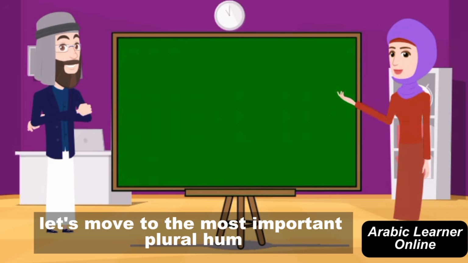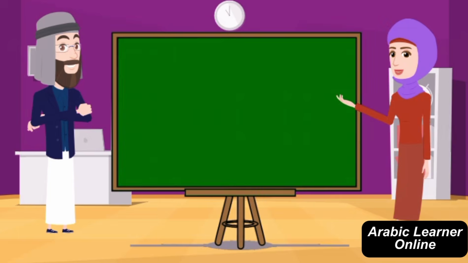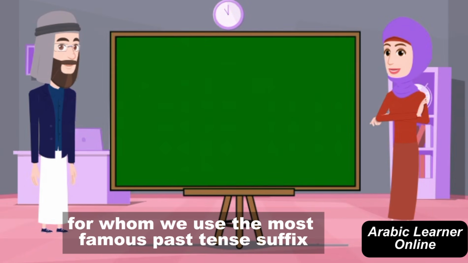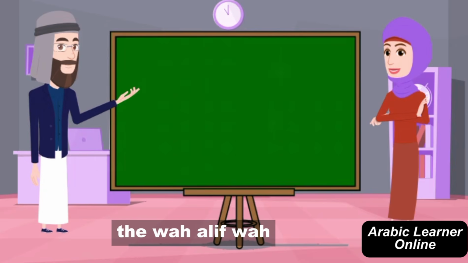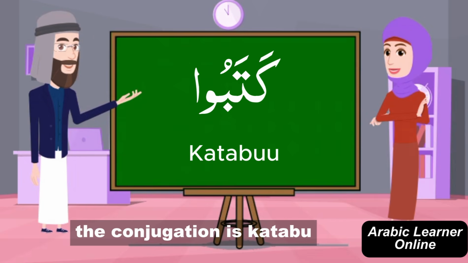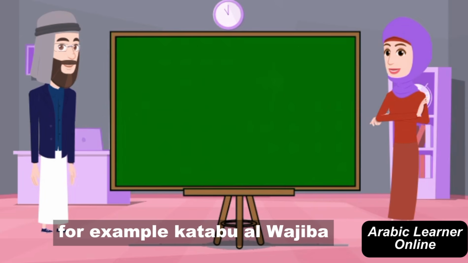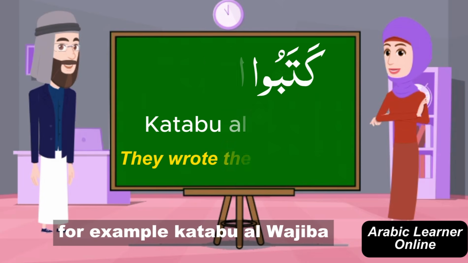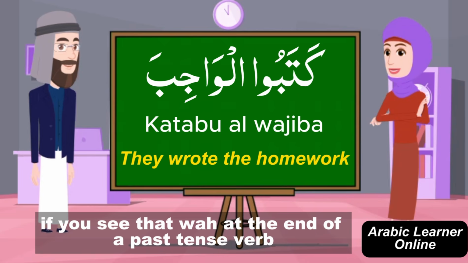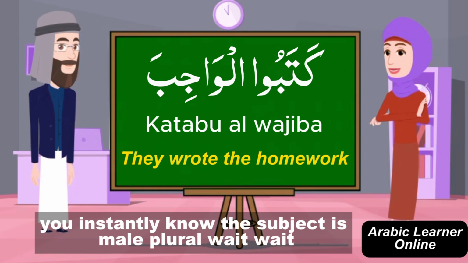Let's move to the most important plural, hum, they masculine plural. How do we take kataba and turn it into they wrote? For hum, we use the most famous past tense suffix, the waw with alif. The conjugation is katabu. For example, katabu al-wajib, they wrote the homework. If you see that waw at the end of a past tense verb, you instantly know the subject is male plural.